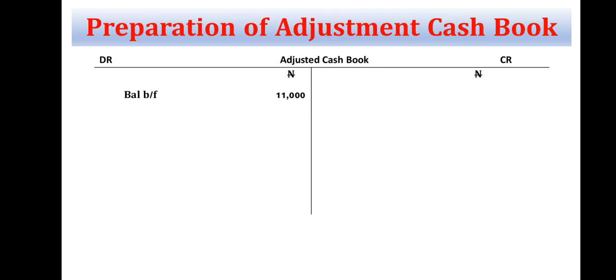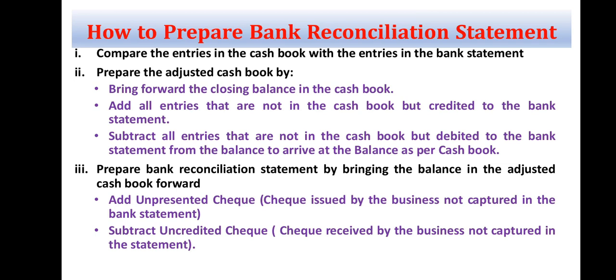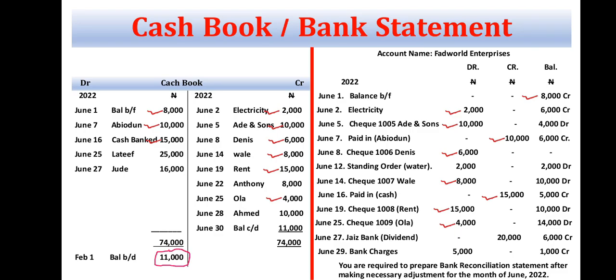So what is the next step? So add all entries that are not in the cash book but credited to the bank statement. So in this case, we are talking about all those money received by bank on behalf of the business, but that did not appear in the cash book. So just like I said, this is the credit side of the bank statement, which means all the money received by the bank on behalf of the business. So just like we explained earlier, we are talking about all those money entries that appear under this credit side but not in the cash book, just like we explained.